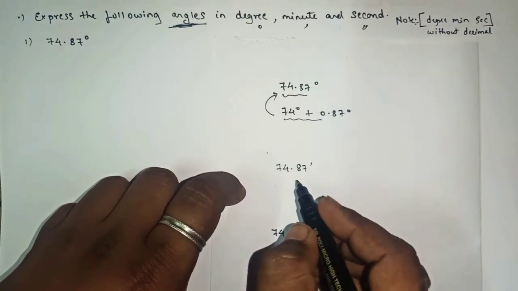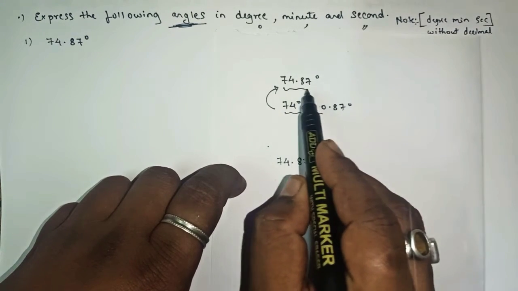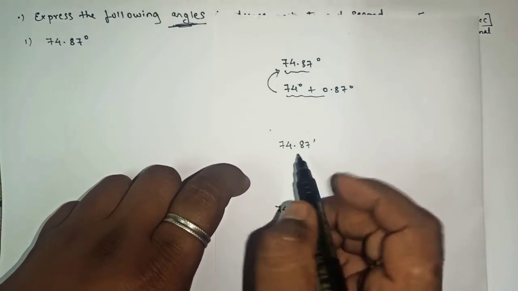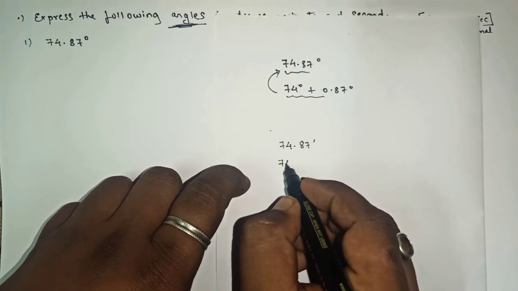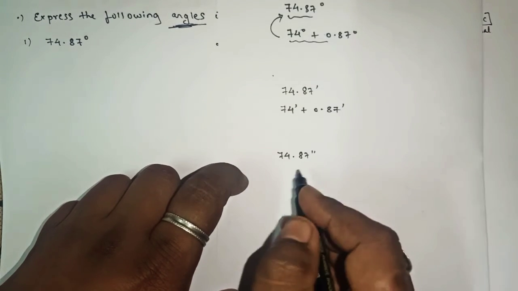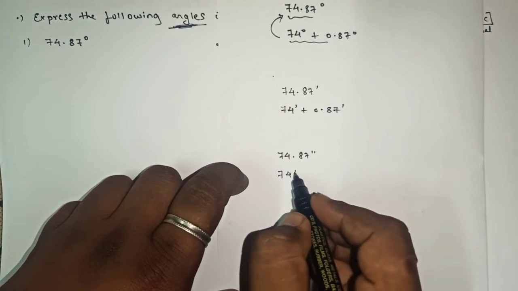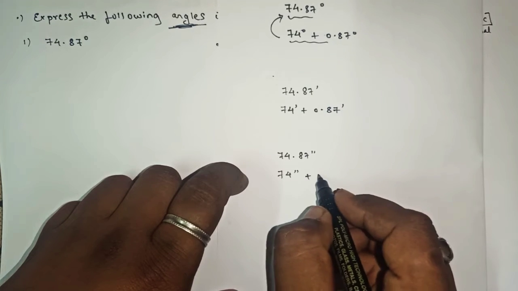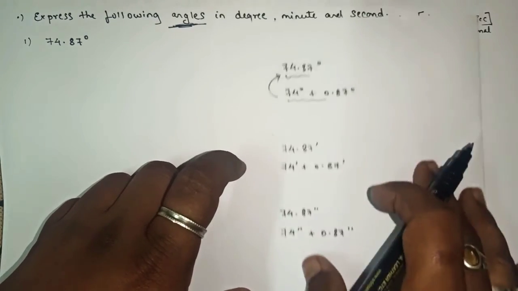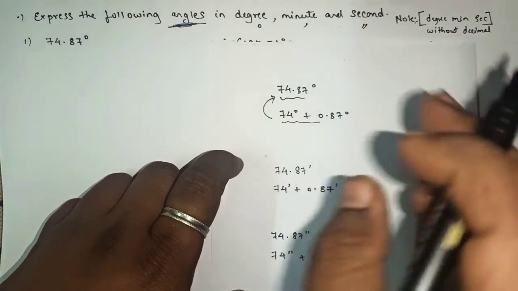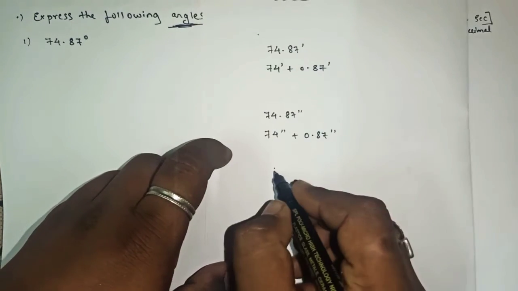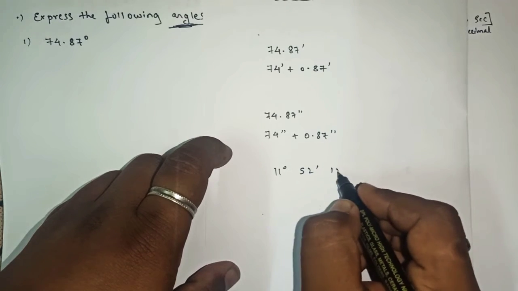So whenever you come across a decimal, you will break the number like 74 plus 0.87. For minute also you will do the same thing: 74 minute plus 0.87 minute. For second also you will do the same process: 74 second plus 0.87 second. So this is the process. Try to avoid the decimal. The final answer of degree, minute and second should be without decimal, so the final answer should be perfect like this: 11 degree 52 minute 12 second.